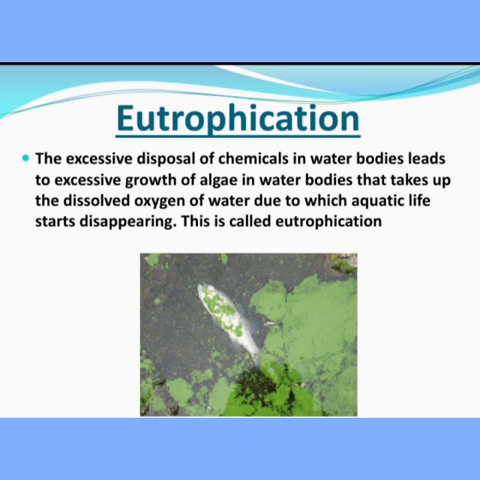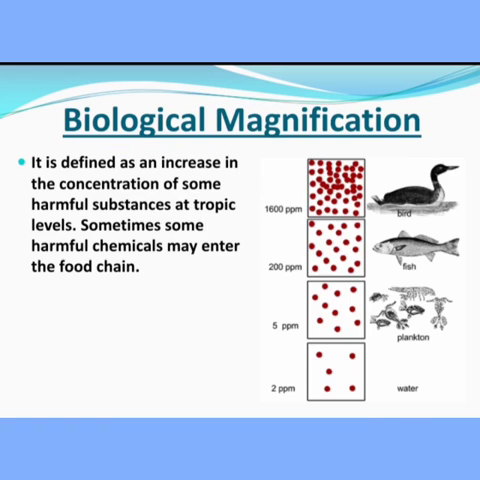And the deficiency of dissolved oxygen will be there for aquatic organisms. Then what happens? Aquatic life will die, okay. The aquatic organisms die due to lack of dissolved oxygen. This is said to be eutrophication, okay.